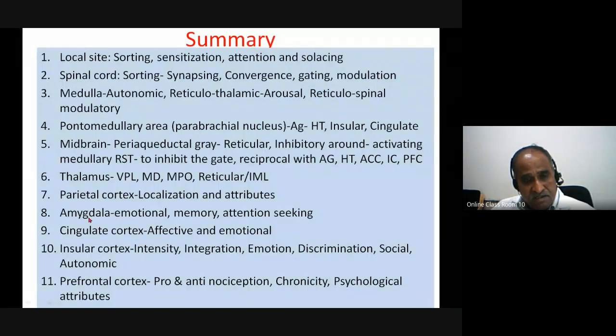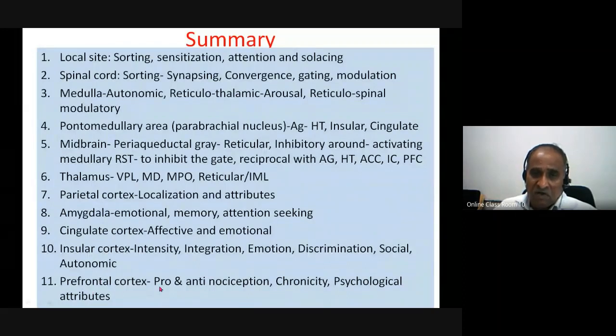Amygdalar contribution for pain is emotional, and the emotional responses through the hypothalamus, and the memory, retention, and attention seeking. These are for the amygdala. The cingulate cortex is again affective, emotional, and worrying or bothering type. The insular cortex would help the S1 parietal area for the intensity and integration, and it will help the cingulate area for emotion and discrimination, and it will help the prefrontal area for emotional discrimination and other decision making in terms of the social and autonomic functions.